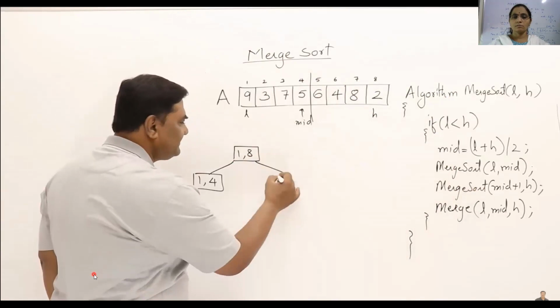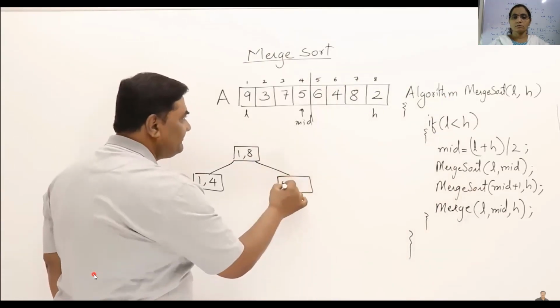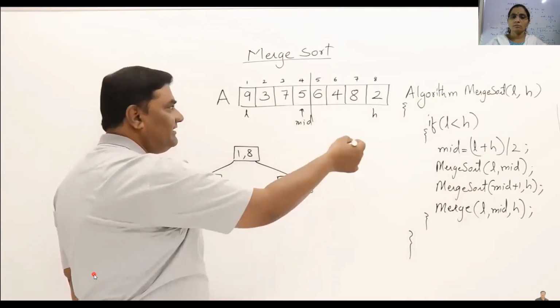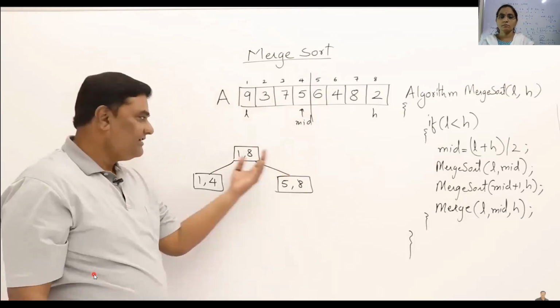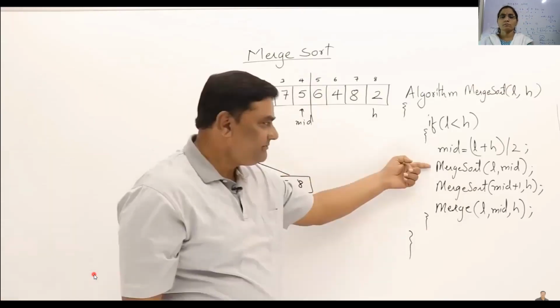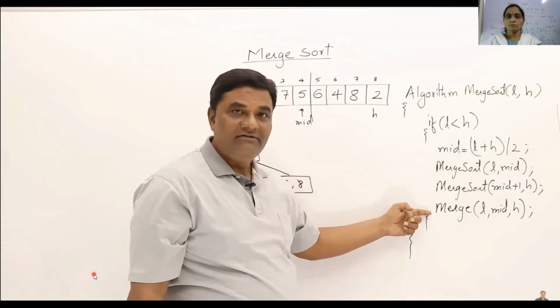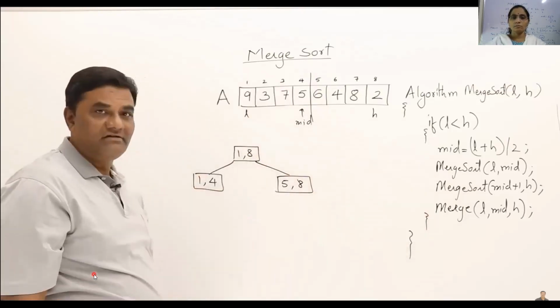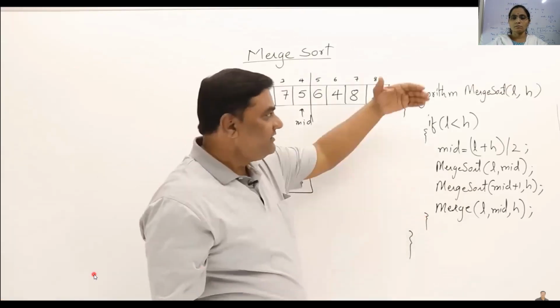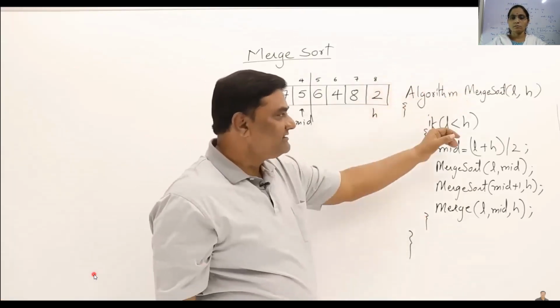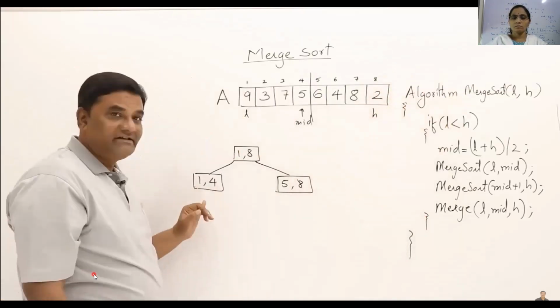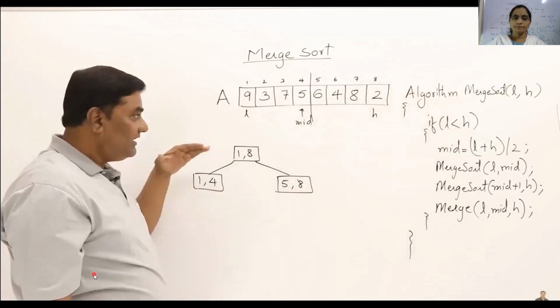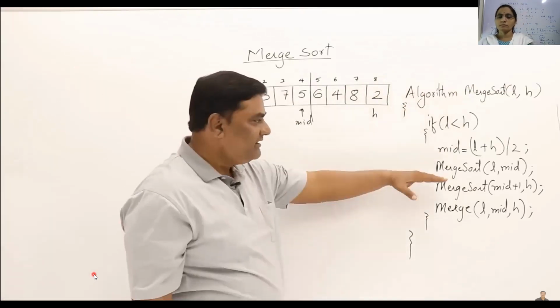So let us take this one. It will call itself from 5 to 8 on the right hand side. So it has broken them into two lists, first part and second part, and afterwards merges. First of all, let us finish this and this. Now merge sort calls itself. Is low less than high? Yes, 1 is less than 4. So again find mid and call these two.